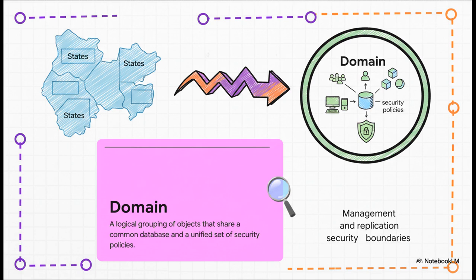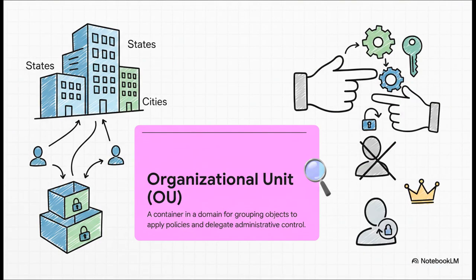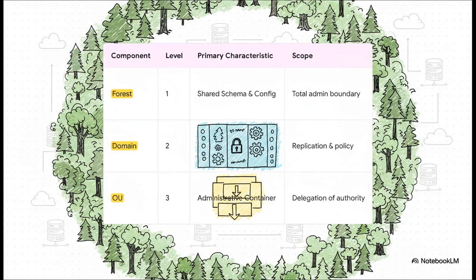Each domain is kind of like its own state with its own set of laws and its own citizens, or in our case, users and computers and security policies. It's a super important layer of organization. So if domains are states, what do we find inside of them? Cities. And these are our organizational units, or OUs. And let me tell you, this is where the real day-to-day management magic happens. OUs let you get incredibly specific, applying certain rules to certain groups, and, this is the best part, delegating control. You could let a manager reset passwords just for their own team, without ever giving them the keys to the whole kingdom. So useful.